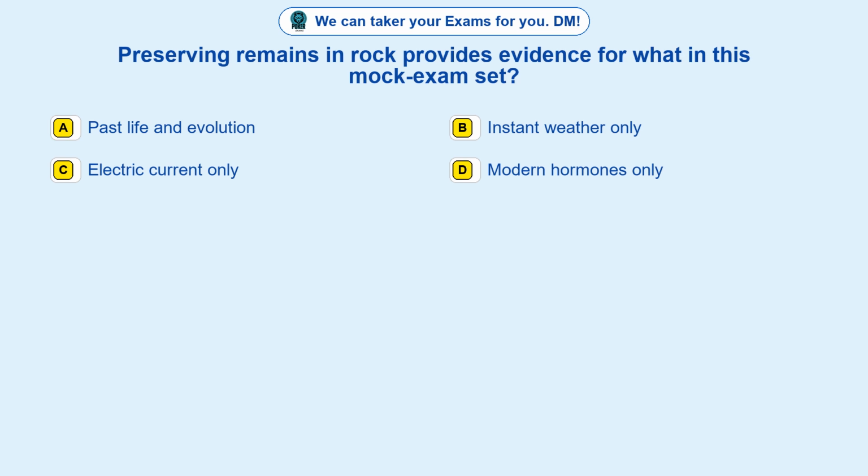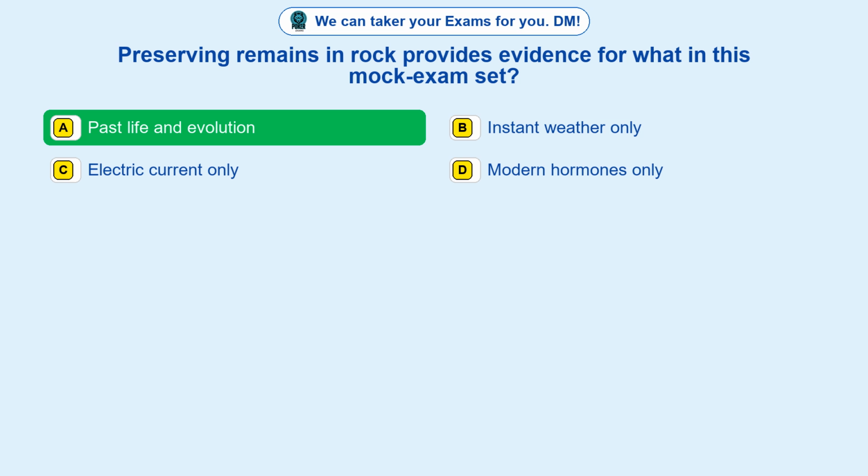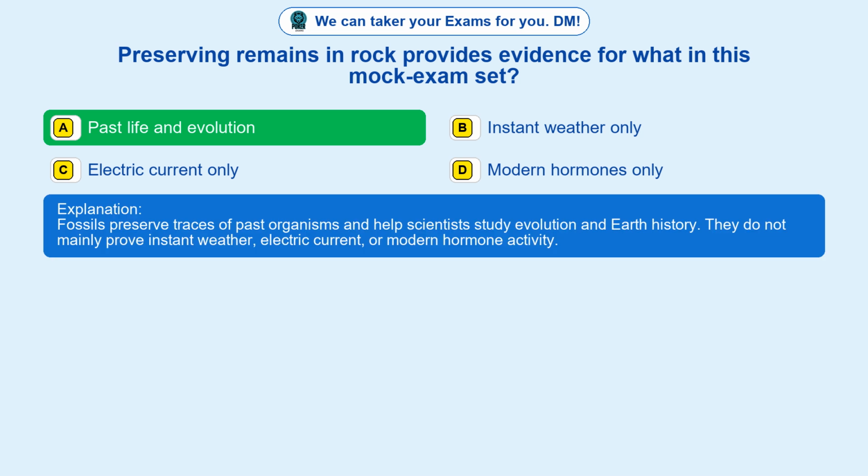Question 95. Preserving remains in rock provides evidence for what in this mock exam set? Option A, past life and evolution. Option B, instant weather only. Option C, electric current only. Option D, modern hormones only. The correct answer is option A, past life and evolution. Fossils preserve traces of past organisms and help scientists study evolution and Earth history. They do not mainly prove instant weather, electric current, or modern hormone activity.